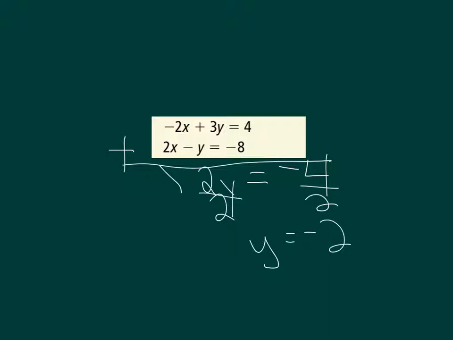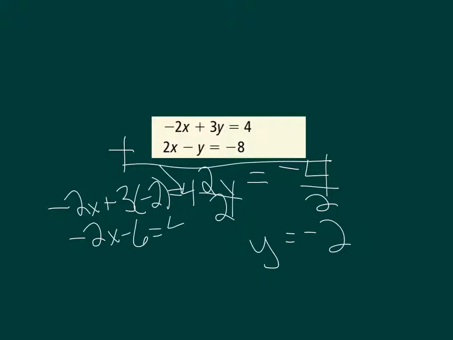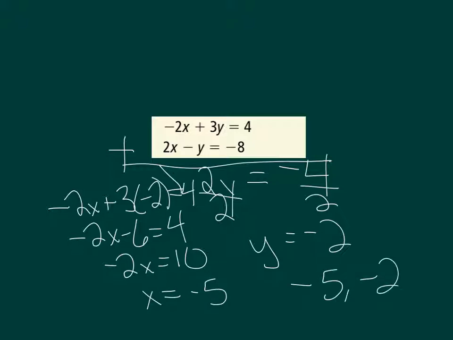Again, I go and plug that in somewhere. I'll plug it into the top equation again. I just happen to do that all the time. So now I have 3 times negative 2. I solve negative 2x minus 6 equals negative 4, or excuse me, equals 4. I add the 6, I have negative 2x is equal to 10. I divide by negative 2, I get x is equal to negative 5. So again, negative 5 comma negative 2 is my initial thought.